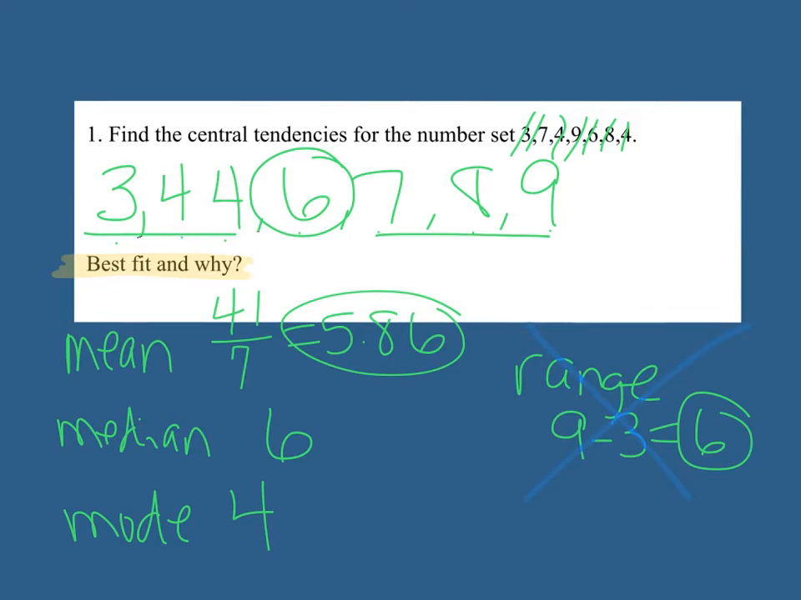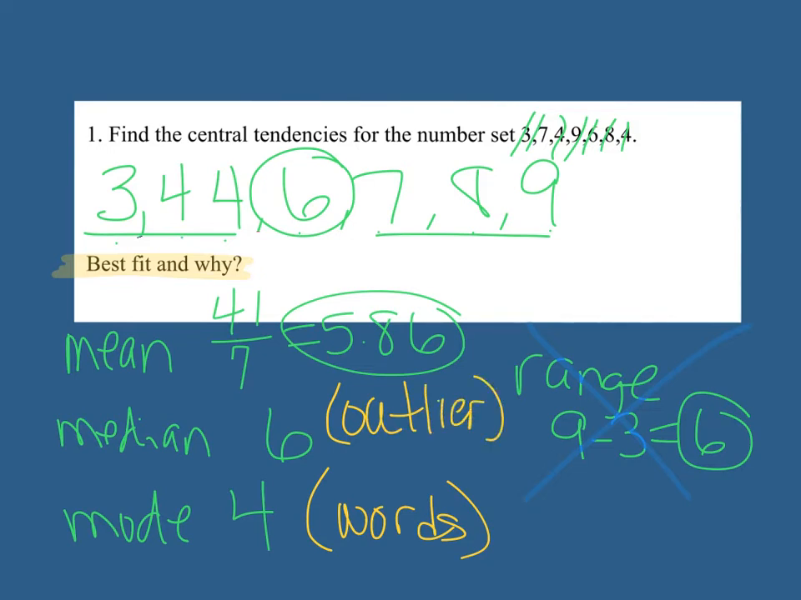The mode, you're going to use when it's words, like, what's your favorite color? That's where the mode is going to represent the data. The biggest two we're going to use are the mean or the median, and they're really close, so it really doesn't matter. But the median, you use when there's an outlier.